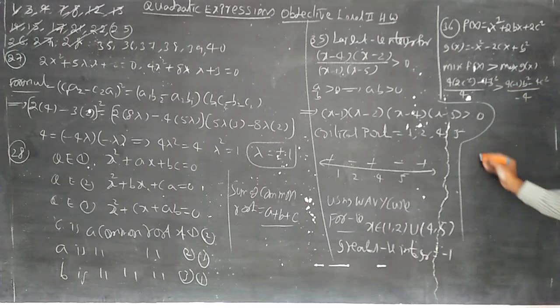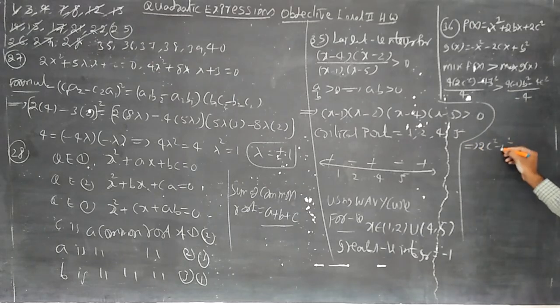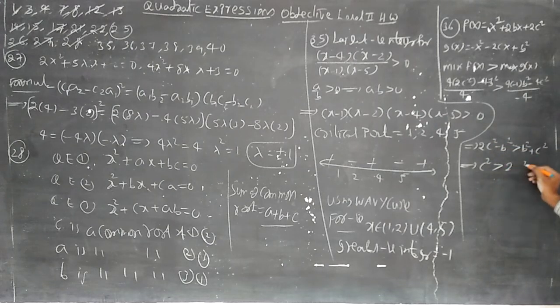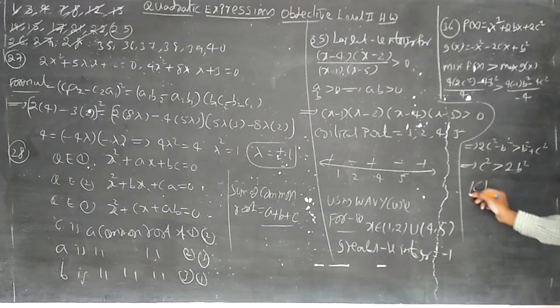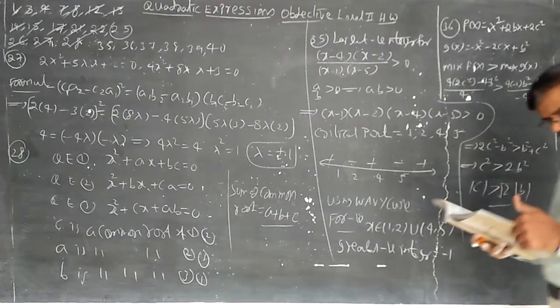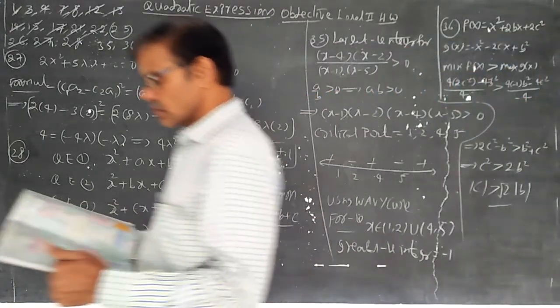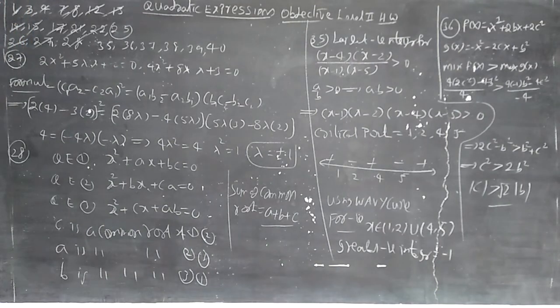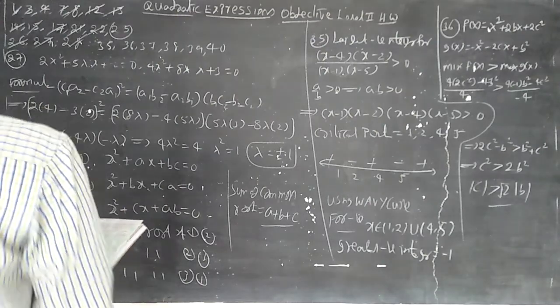So with 4 you can cut it: 2c square minus b square greater than b square plus c square. So 2c square minus c square becomes c square greater than 2b square. Mod c greater than root 2 into mod b. So for the 36th question, mod c is greater than root 2 into mod b.